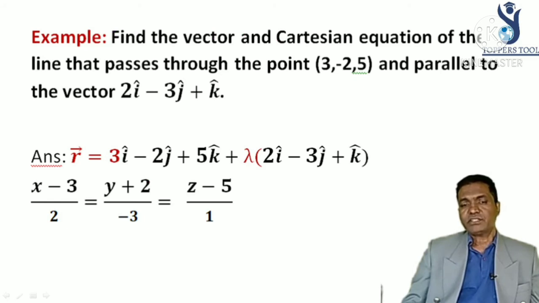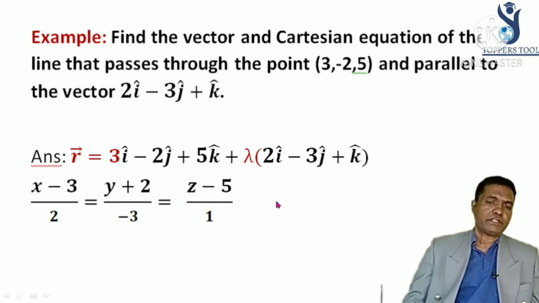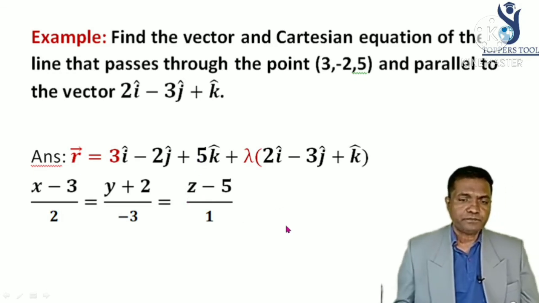Find the vector and Cartesian equation of the line that passes through the point and is parallel to this vector. Okay, so simple, this is your point x1, y1, z1, and this is the vector b. So directly vector r equals vector a plus lambda vector b. So this is your vector a. Try this as I did earlier. This is for your practice, so do it in detail. This is your Cartesian form and this is your vector form. So please practice this or take it down.